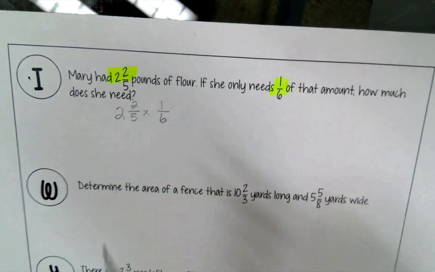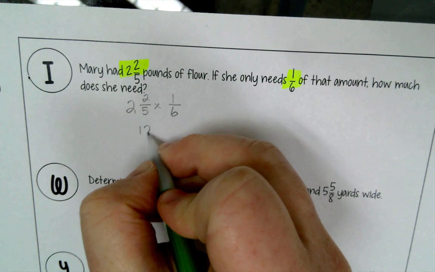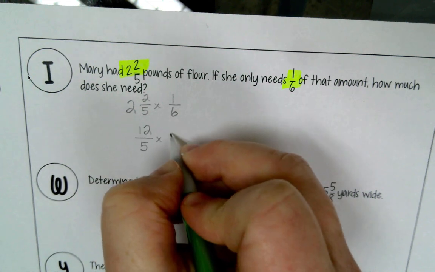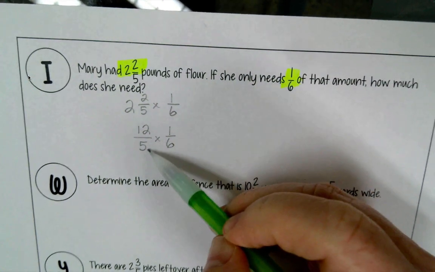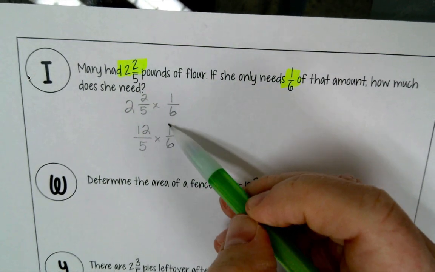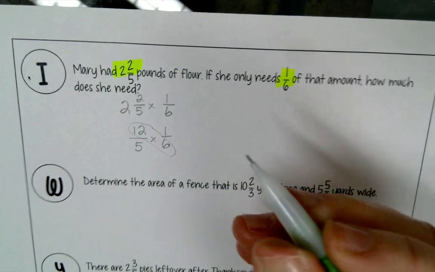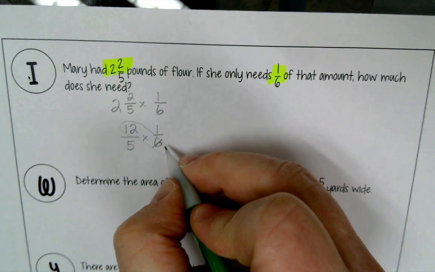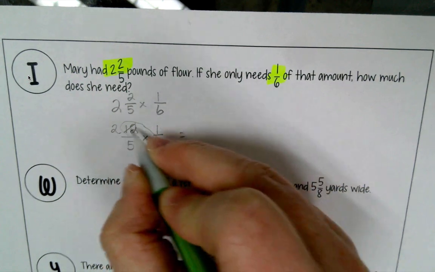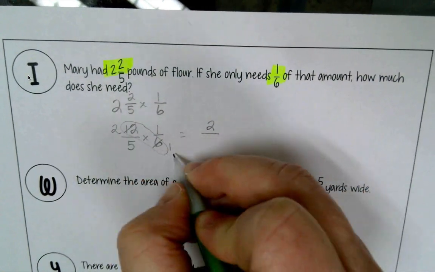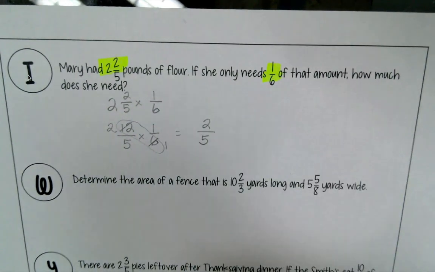Okay? So what is 5 times 2? It's 10 plus 2 more is 12. So I have 12 over 5 times 1 over 6. Now, I cannot cross simplify 5 and 1 because 1 is the only factor of itself. But I can cross simplify 12 and 6. The greatest common factor of 12 and 6 is 6. So 6 divided by 6 is 1. 12 divided by 6 is 2. So 2 times 1 is 2. 5 times 1 is 5. And you get 2/5. So how much does she need? She needs 2/5.